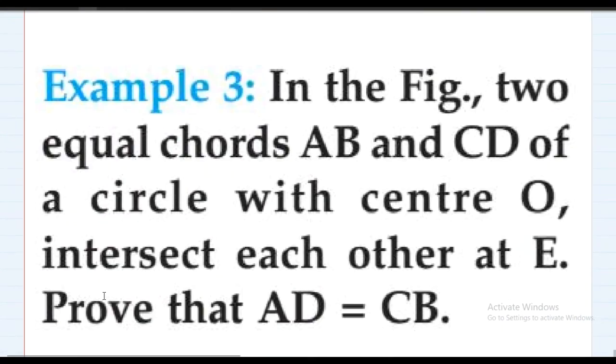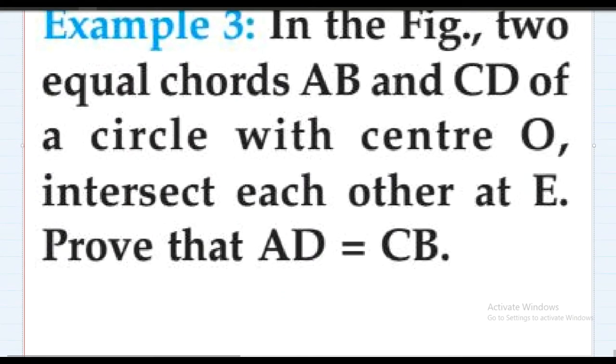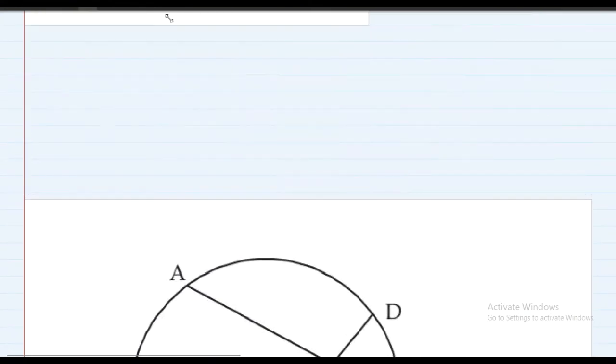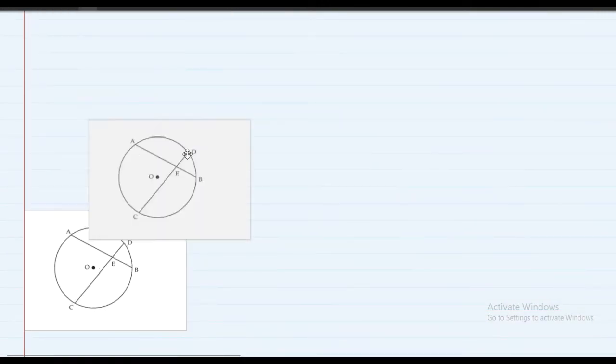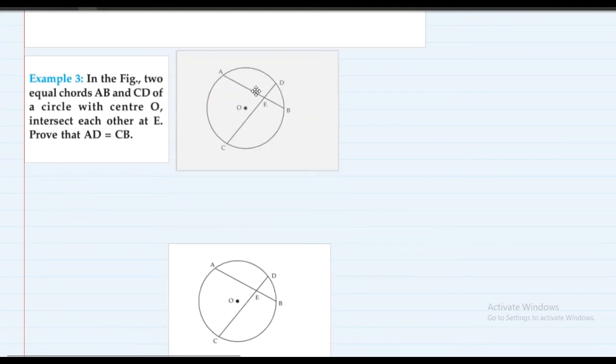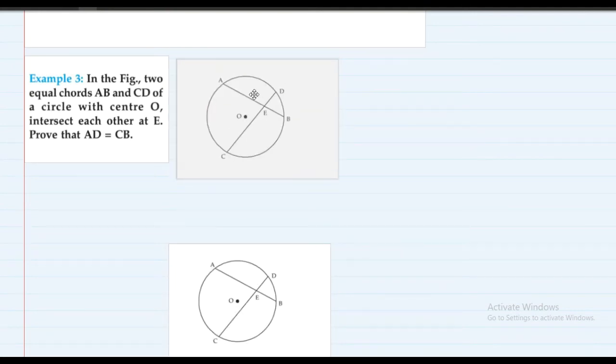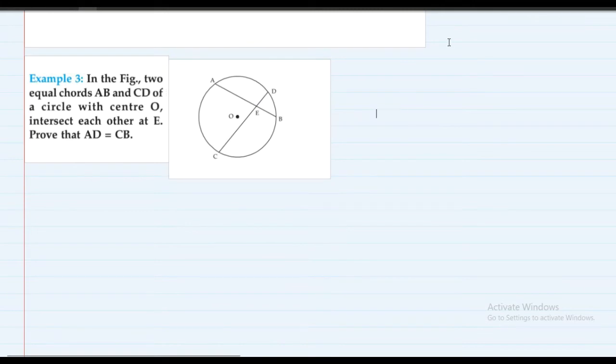Let's move on to question number 3. What do we have here? Okay, this is the figure. In the figure, two equal chords AB and CD of a circle with center O intersect each other at E. Prove that AD is equal to CB.